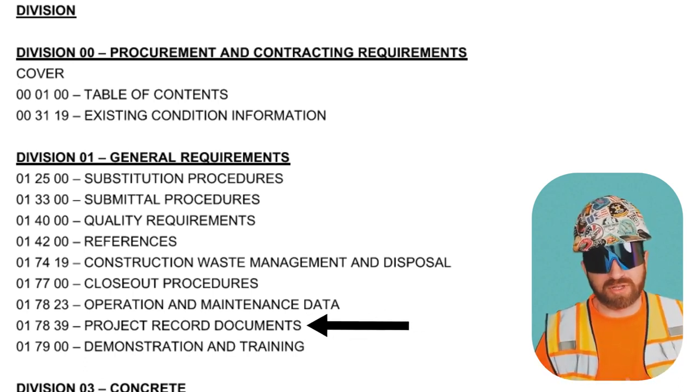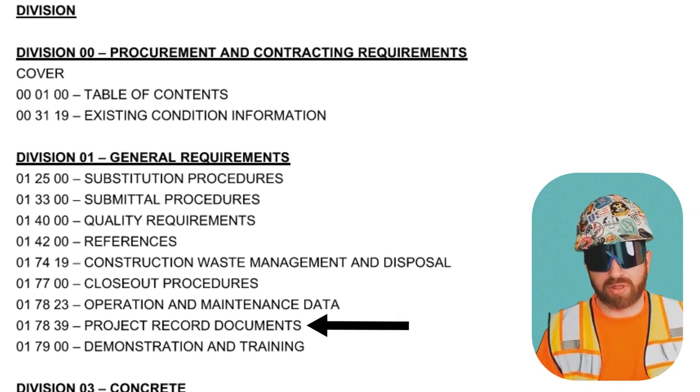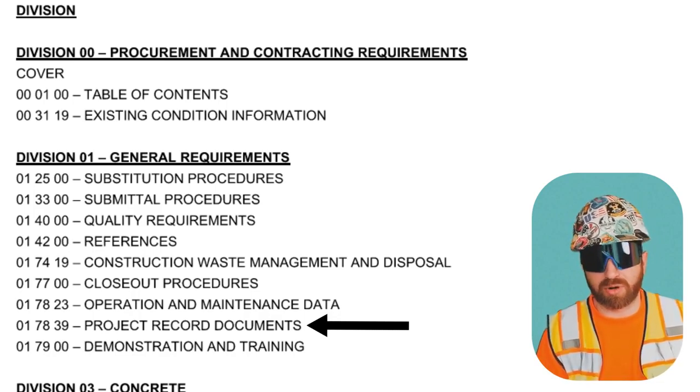Project record documents is everything that you hand over to the owner as part of that final package that they can reference at a later date, including your warranties, substantial completion letters, occupancy permits, and so forth.